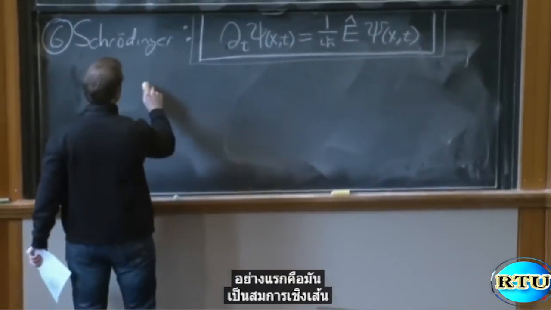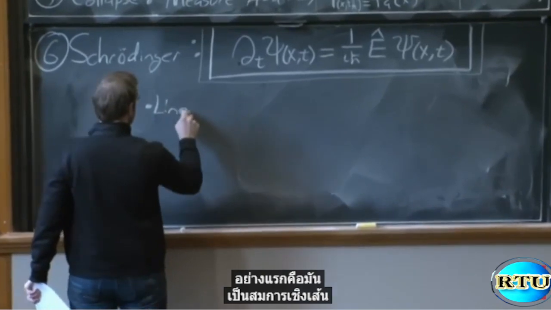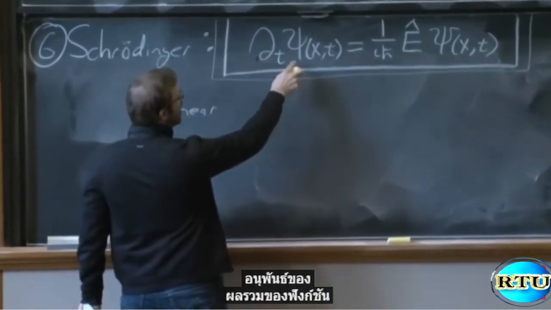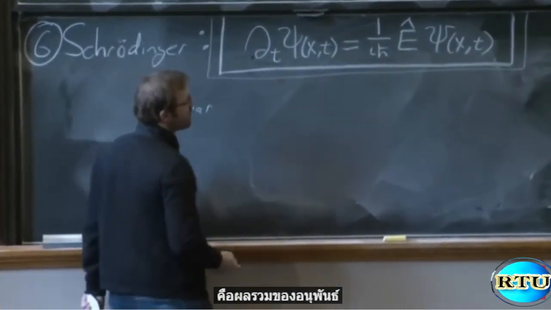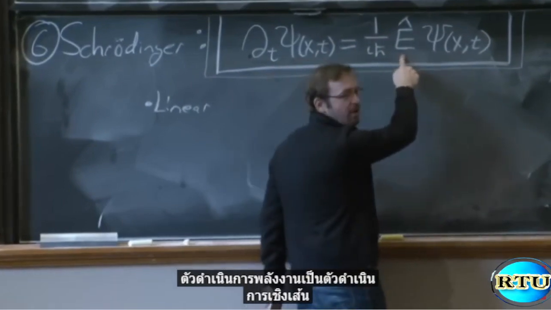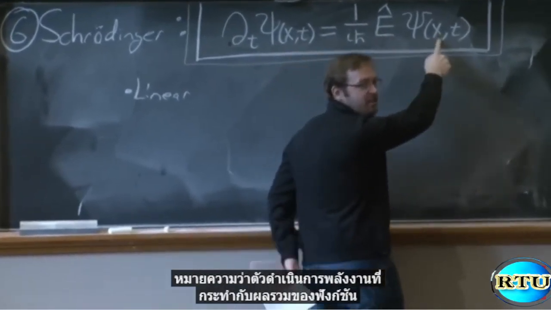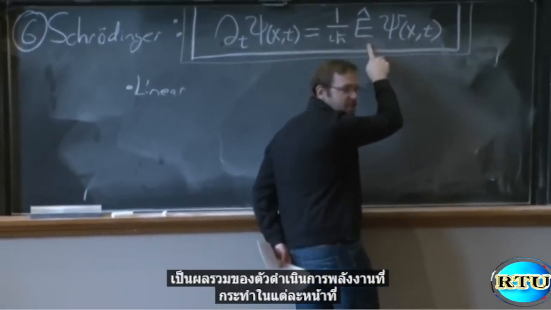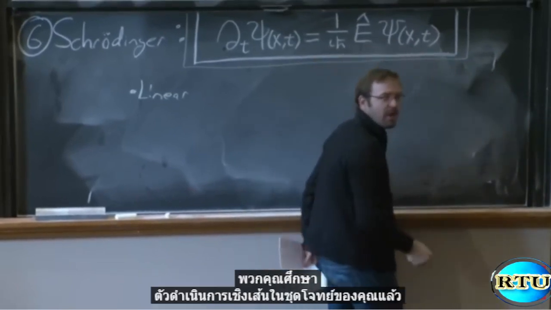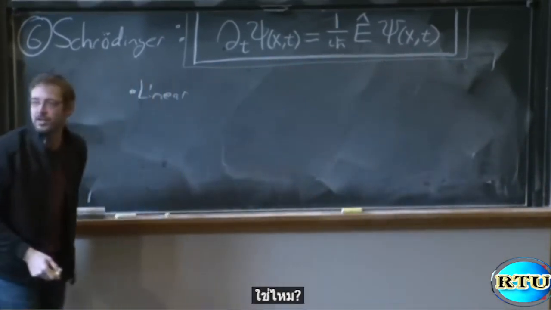The first is that it's a linear equation. The derivative of a sum of functions is the sum of the derivatives. The energy operator is a linear operator, meaning the energy operator acting on a sum of functions is a sum of the energy operator acting on each function. You guys studied linear operators on your problem set, right?